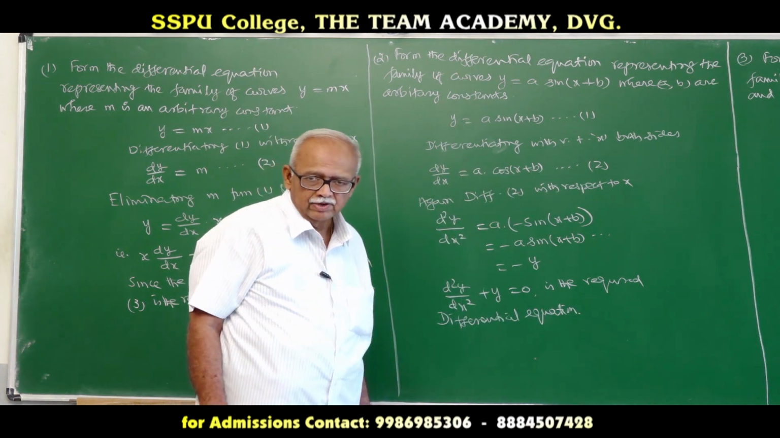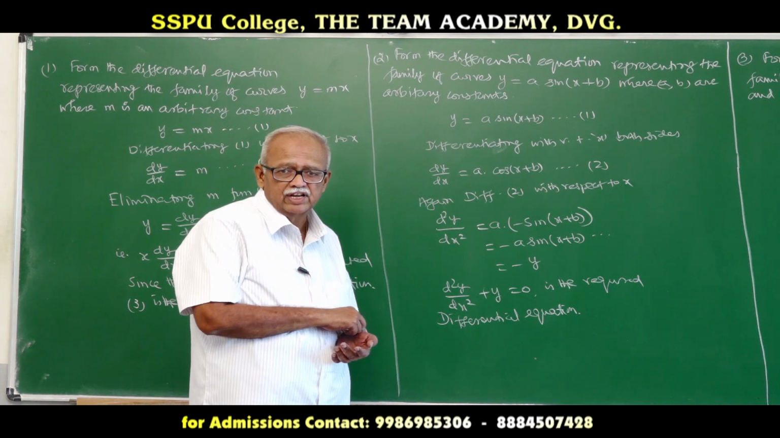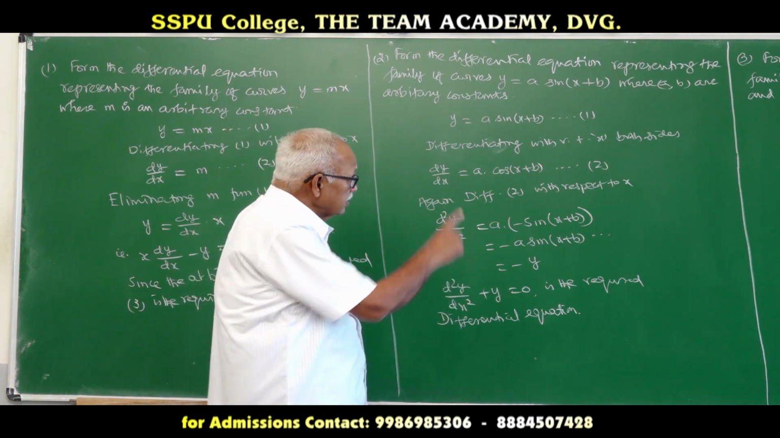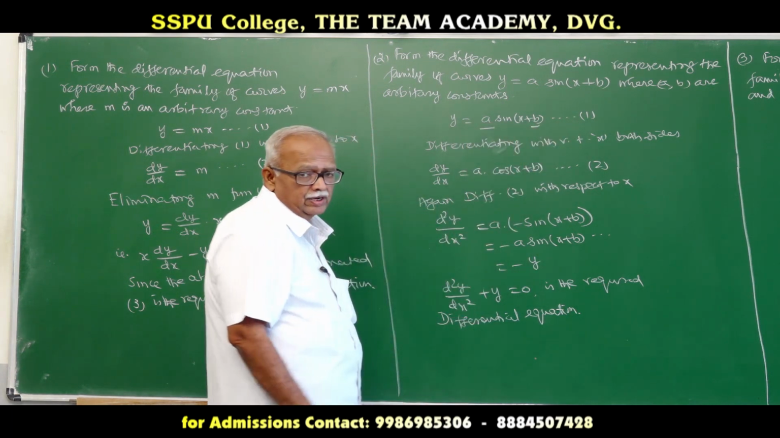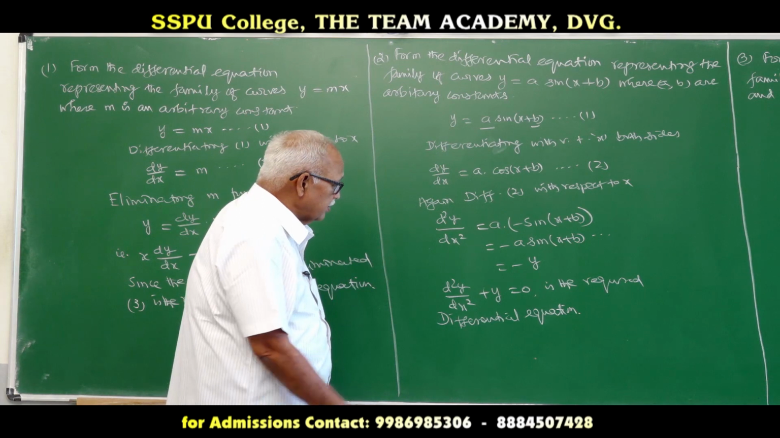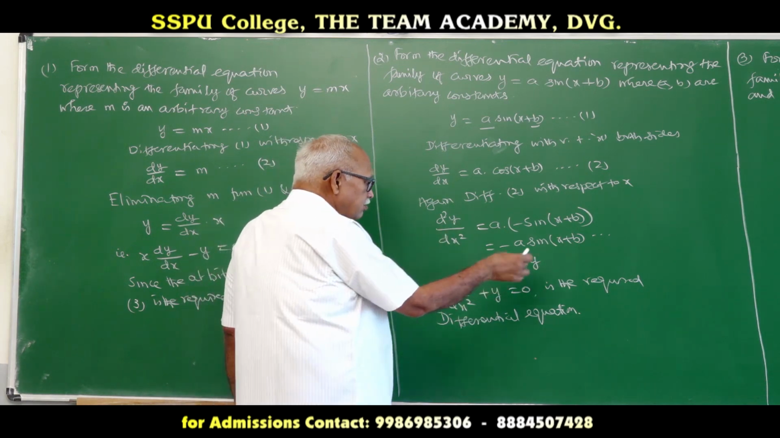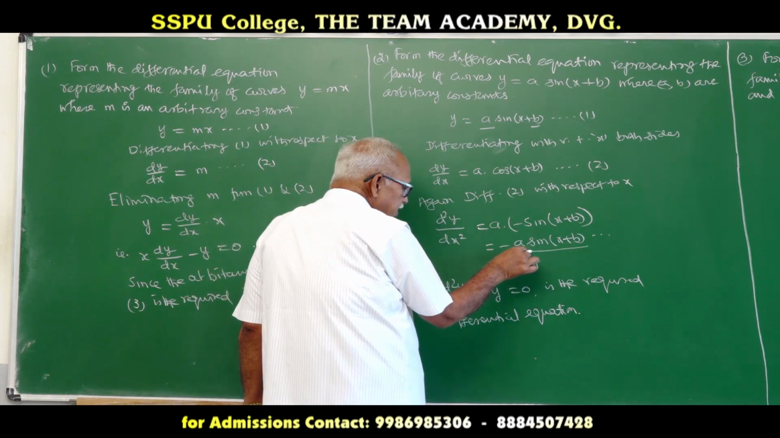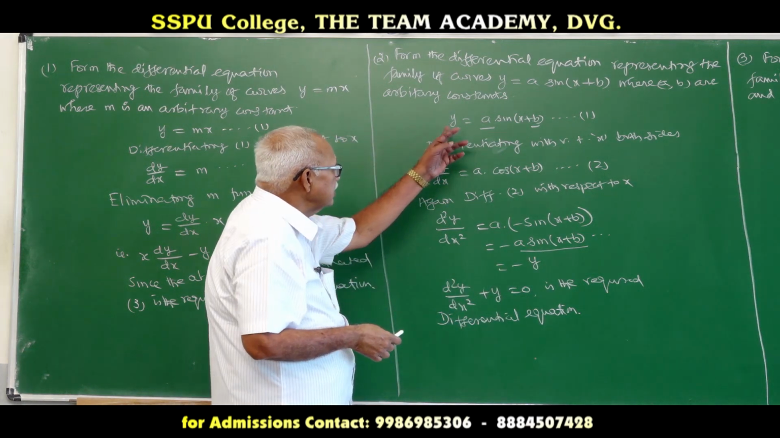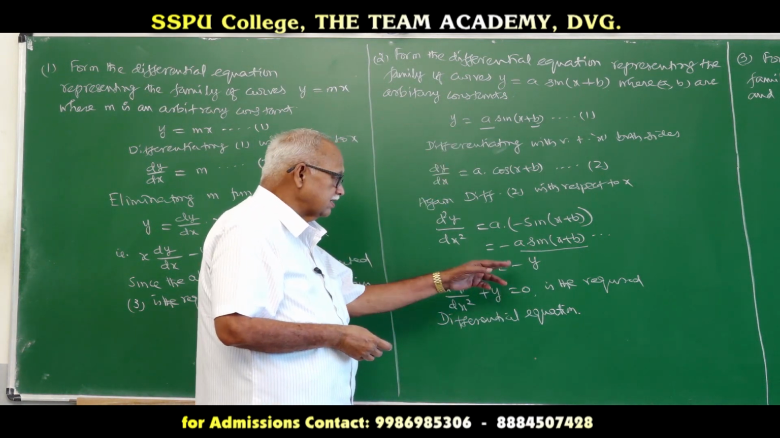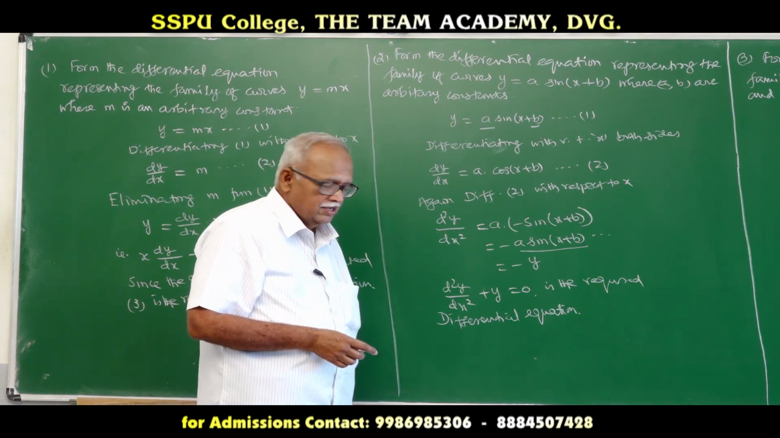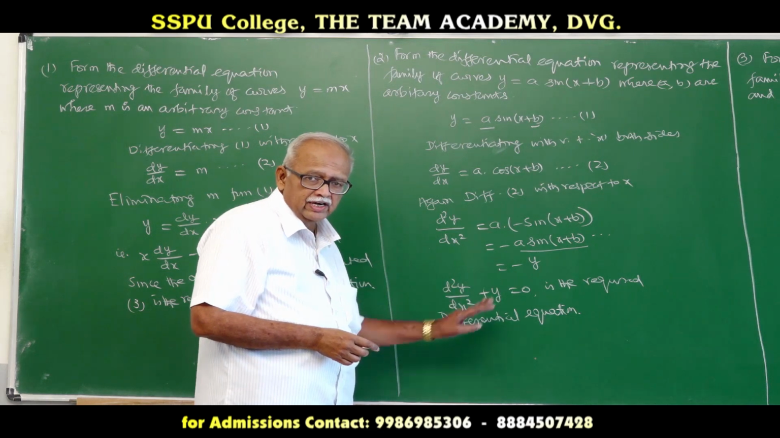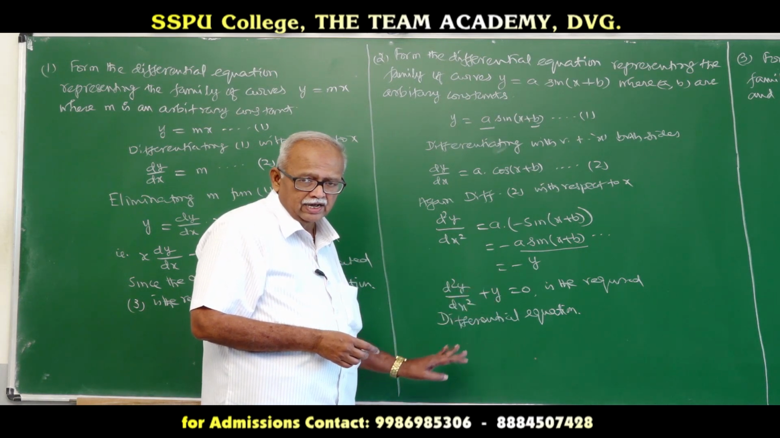So in the first question, we eliminated only one parameter. In the second question, we have eliminated both the parameters a and b. a and b are constants. So when we start differentiating, automatically we have to see this a sin of x plus b is nothing but y. So both the constants get eliminated by substituting y for a sin of x plus b. So our work is to eliminate the parameters and arrive at the required differential equation.